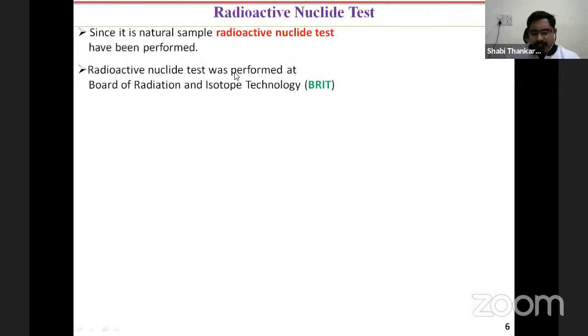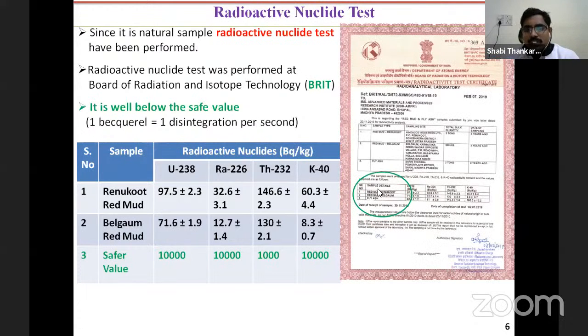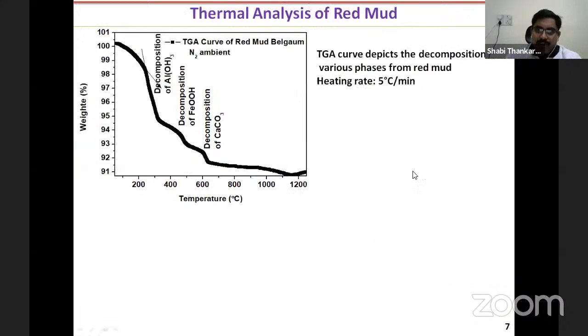So what we did first, knowing that it is a natural material and a mined material: people will have a doubt whether it is good for using, because it can have radioactive nuclei since it is taken from underneath. So first we did this radioactive nuclide test, whether it has any radioactive nuclides like uranium, radium, thorium, potassium, which have a very long life. We tested it, and it can be used because they are well below the safe value.